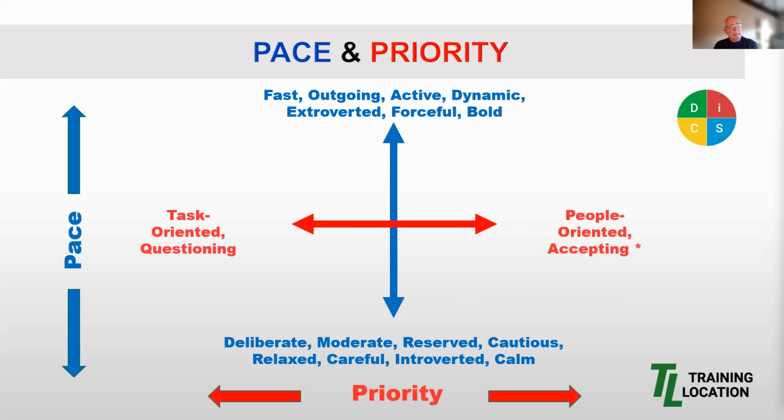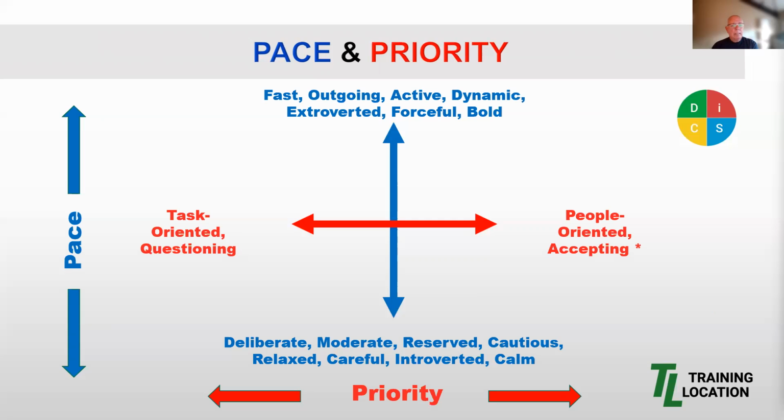The horizontal axis represents priority, and we see those descriptors at the left and right of that priority spectrum. And by the way, as a note, on the right side for people-oriented, some people use the term relationship-oriented for that right end of the priority spectrum. Now, for the purpose of this slide, I'll define pace as either fast or deliberate, and priority as either task or people, just to keep us going.